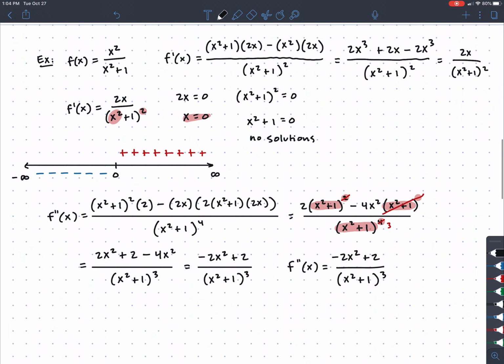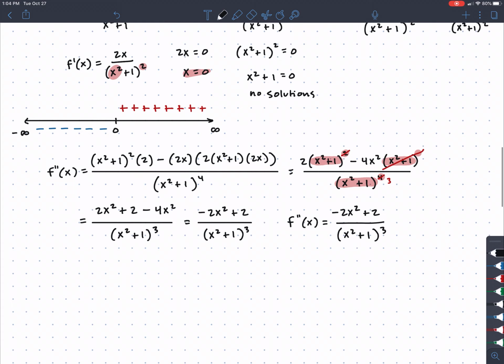So same thing as before, I need to find my critical points. So I'm going to set my numerator equal to 0. Subtract 2 from both sides.